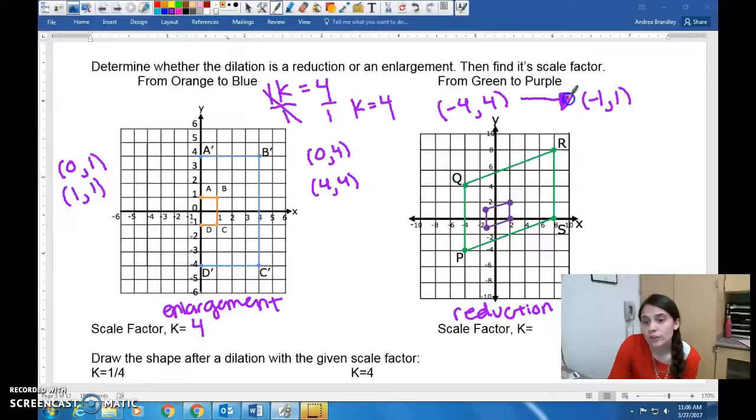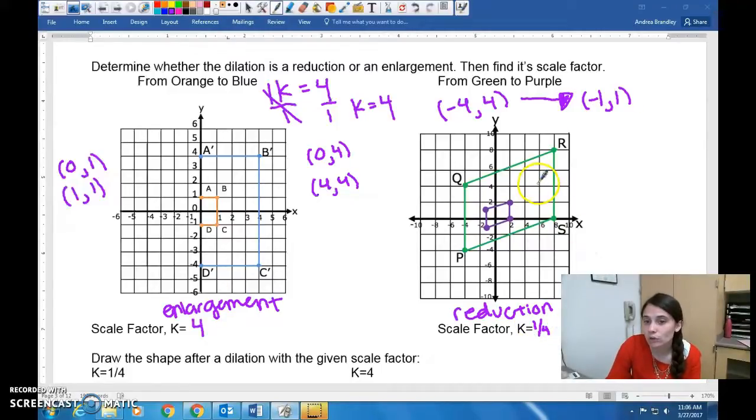So I know this is a reduction, so I know that my k has got to be less than 1. So it's going to be some sort of fraction. Now some people are pretty good at saying, well, you're dividing by 4, because -4 divided by 4 is -1. 4 divided by 4 is 1. Dividing by 4 is the same thing as multiplying by 1/4.